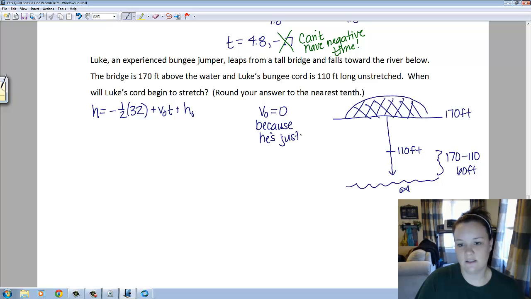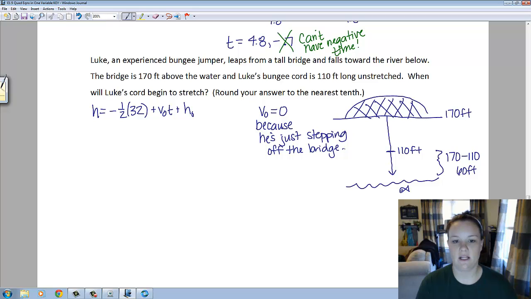The other thing I need to know is what is the initial height. Okay, the starting height is he's starting on the bridge, right? And he's just going to step off. He's not being shot up to the bridge and then coming back down on the other side or anything like that. He's starting at the bridge, which means his initial height is 170 feet. So I'm going to go ahead and plug that in. And I want to know his ending height. I'm going to go ahead and write that over here too. His ending height is going to be the 60 feet because we want to know the height above the water, remember, at which point his cord starts stretching.